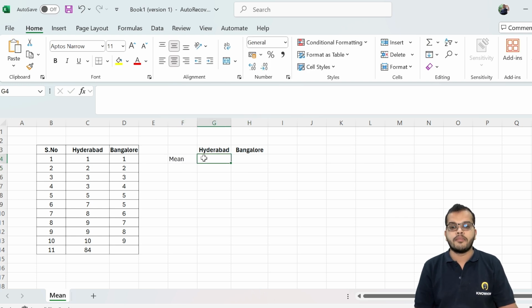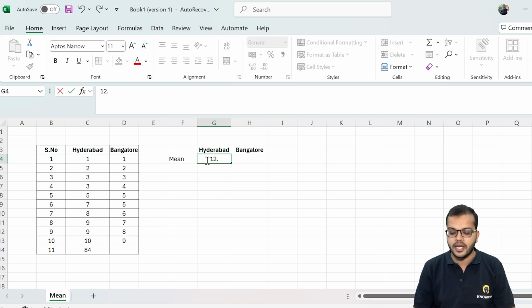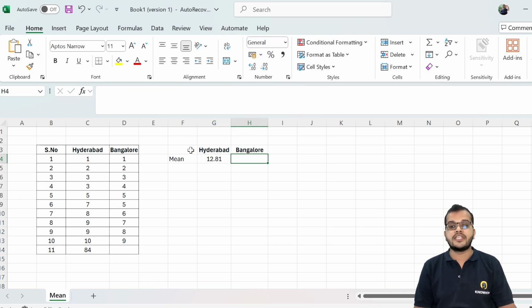For the mean, let's calculate the values that I have in Hyderabad. So 1 plus 2 plus 3 plus 3 plus 5 plus 7 plus 8 plus 9 plus 9 plus 10 plus 84 divided by 11. Divided by 11, we are going to get 12.81. This is the mean.